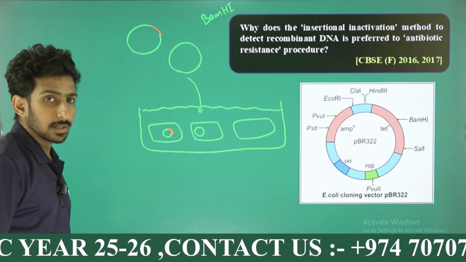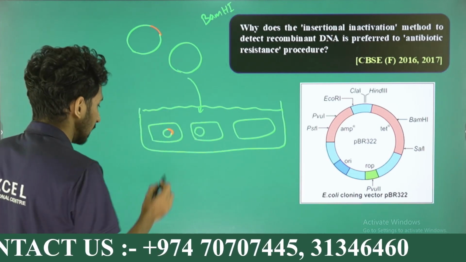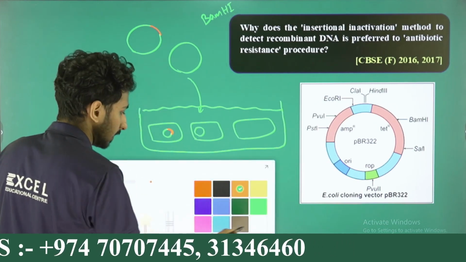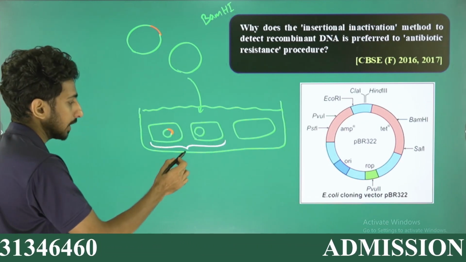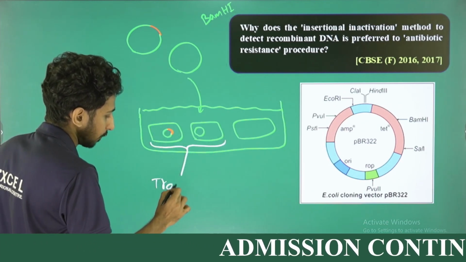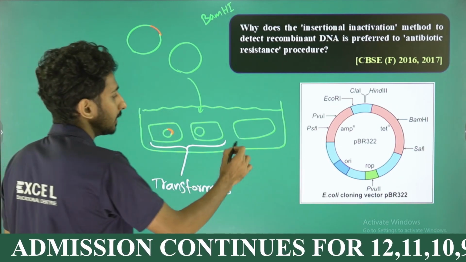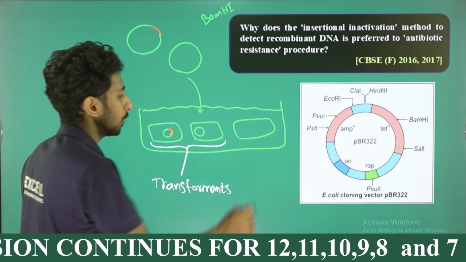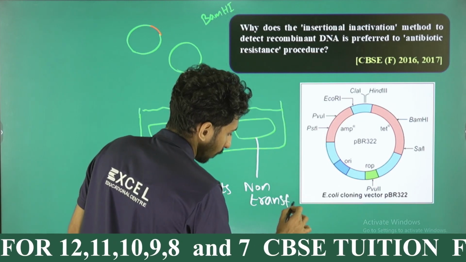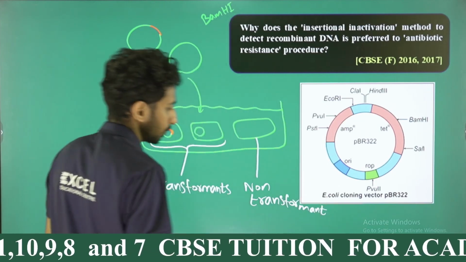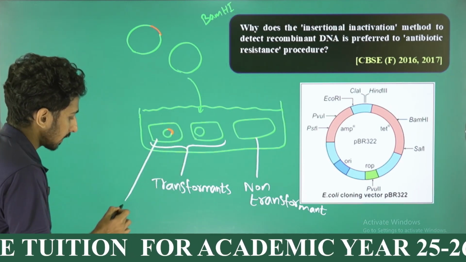These two bacteria have taken some DNA. They are called transformants because transformation occurred to them. And this bacterium didn't take any DNA, so it is a non-transformant.